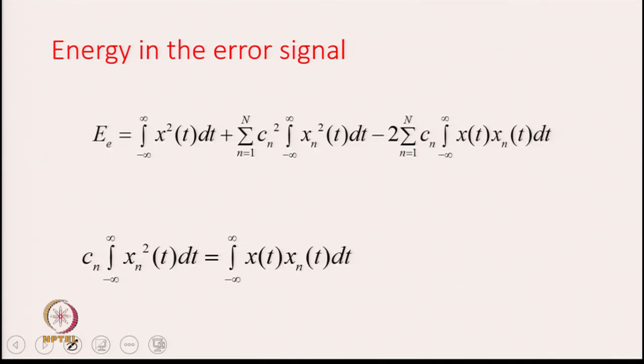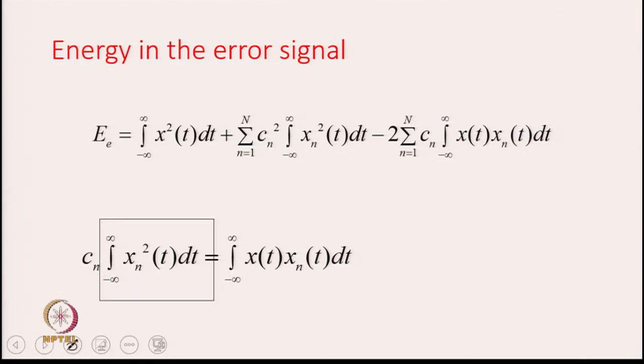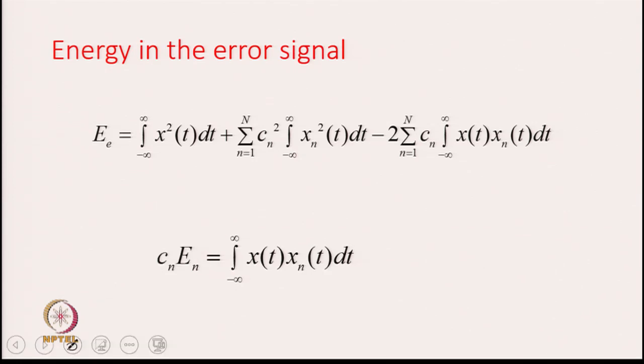Now, if you look at this expression, which we derived in the last slide, we already know that the value of the nth coefficient can simply be obtained by taking the inner product of the signal with the nth orthogonal function divided by the energy of the nth orthogonal function. So, this is the energy of x n t, and I know that this is available here. So, I can replace this quantity with C n E n.